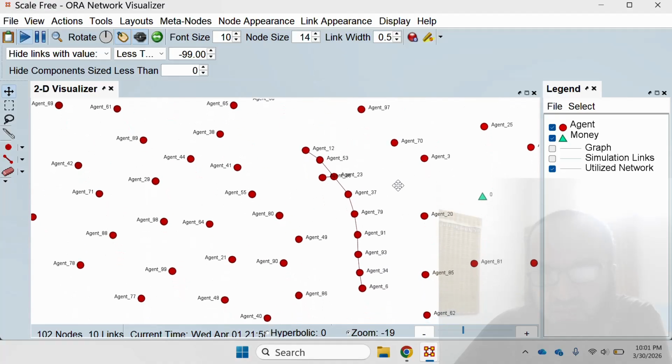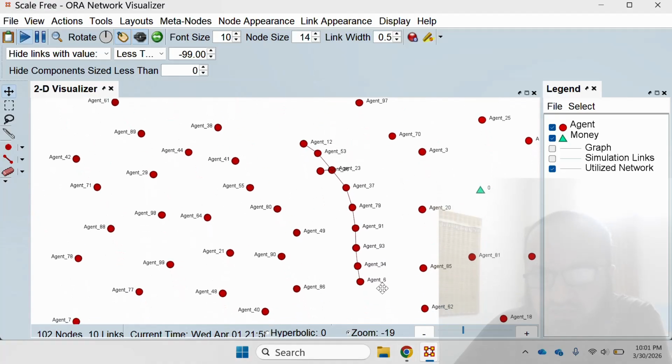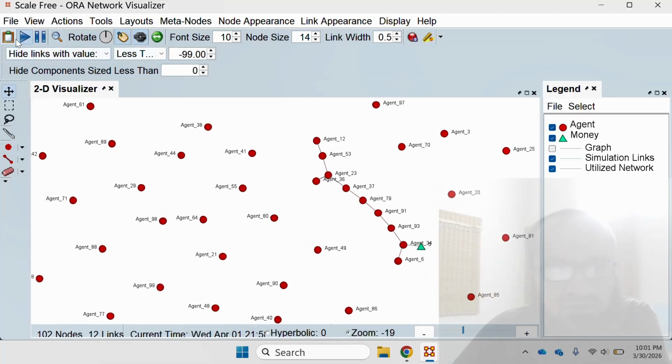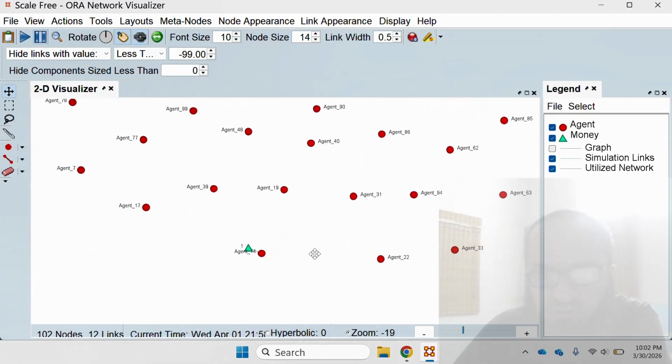So what actually happened, we started with agent number 6, right? And let's see the simulation network as well. So we started with agent number 6, right? And it went to its very next agent, which is, let's stop it so that we can see it more clearly. So it went to agent number 34 because agent number 6 is connected to agent number 34. So it has passed on to the next agent. Similarly over here, it was with agent number 14 and it is still with agent number 14.